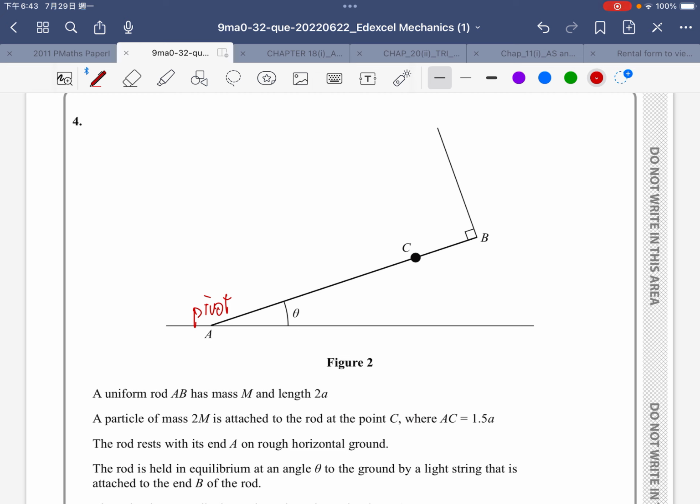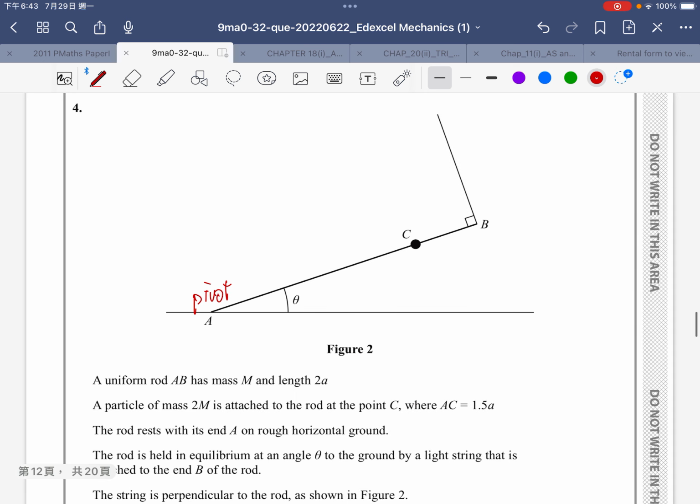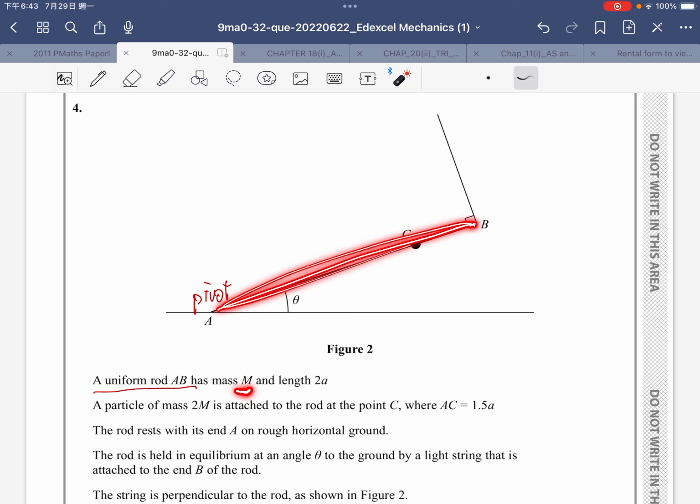This question is a Pearson Edexcel Mechanics paper from 2022, question number 4. This question is about mechanics and a uniform rod AB, with mass M, and length 2a.